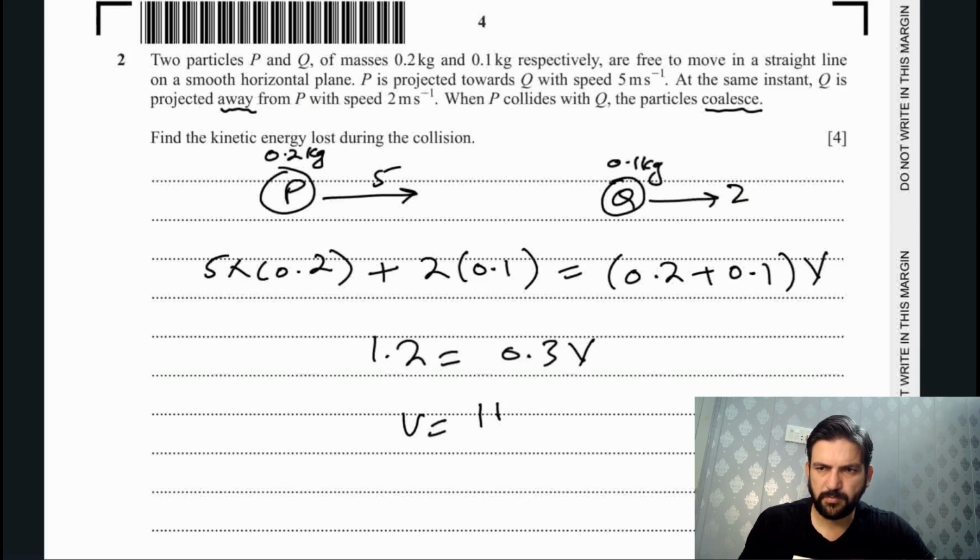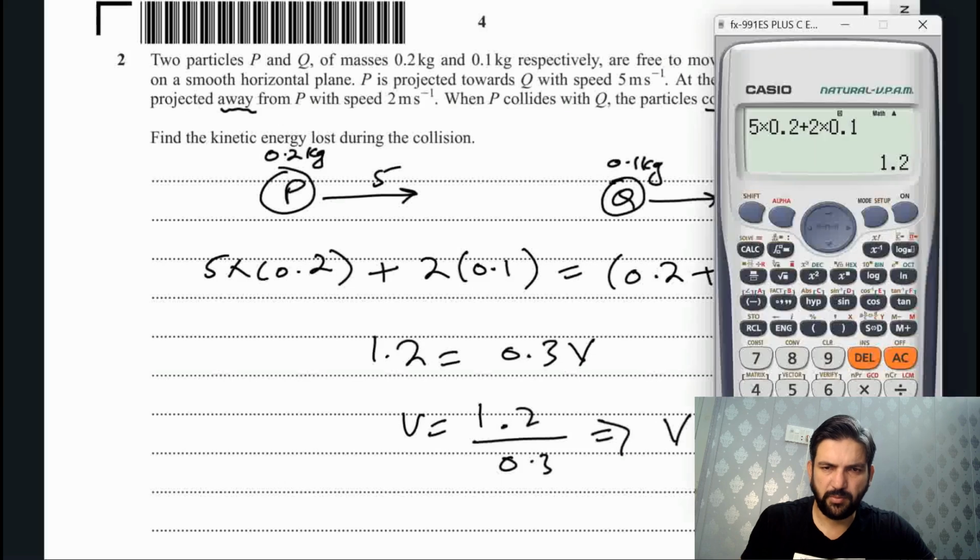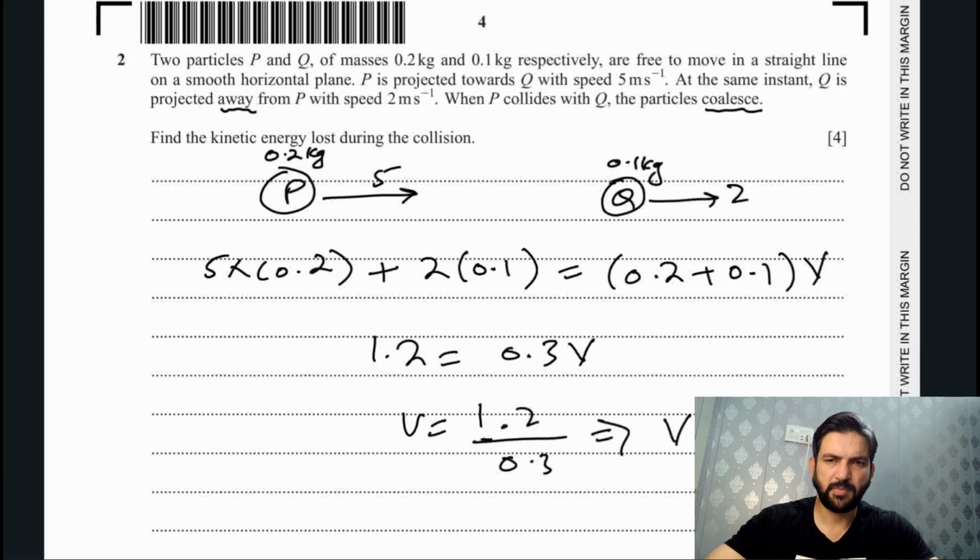V will be equal to 1.2, so we can say 1.2 divided by 0.3. So velocity after the collision will be 0.3. So velocity after the collision will be 4 meters per second. So this will be 4 meters per second.